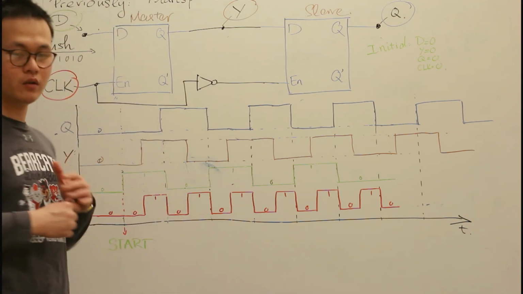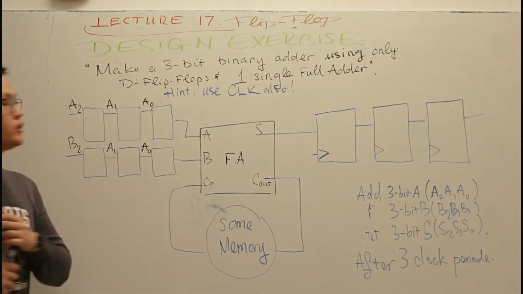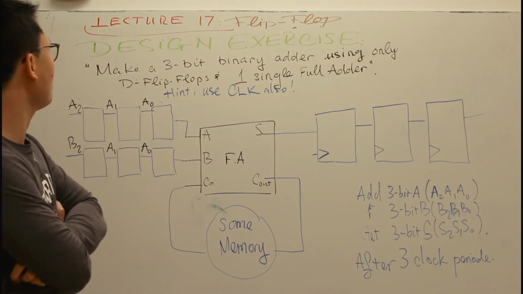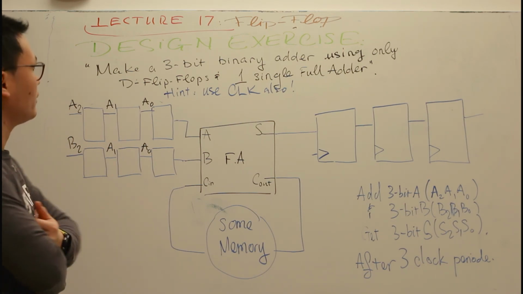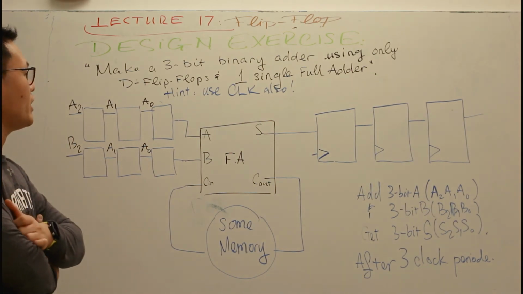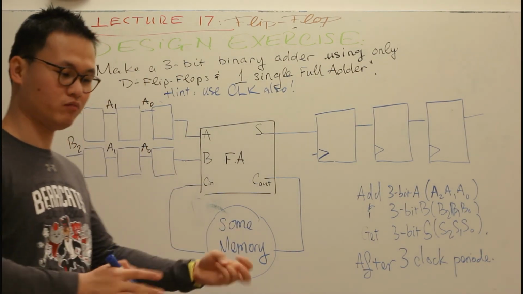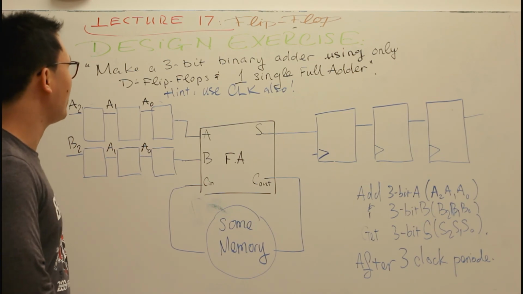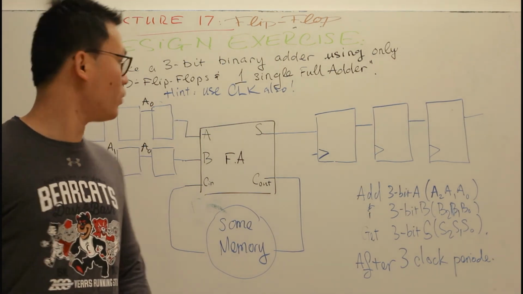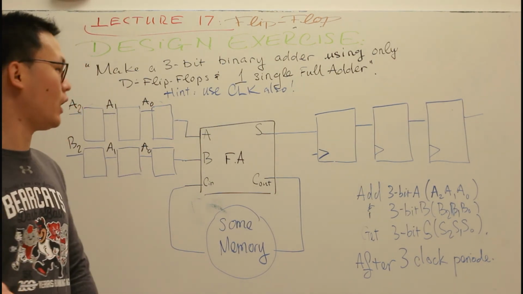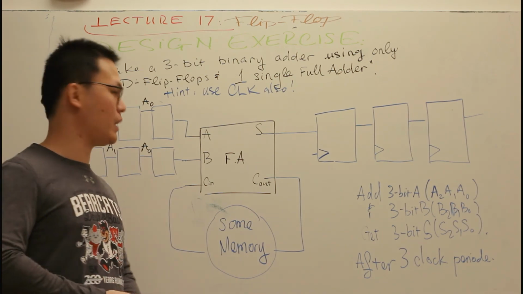Okay, so next we will go to a design exercise. Let's go through this design exercise. Assume I want you to design a 3-bit binary adder, but I only give you a single full adder. You cannot use a bigger adder. I allow you to use as many flip-flops as you want, and I also allow you to use a clock. So how can we make that type of circuit?